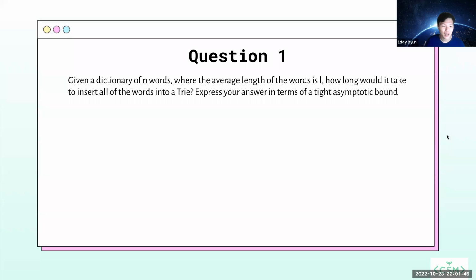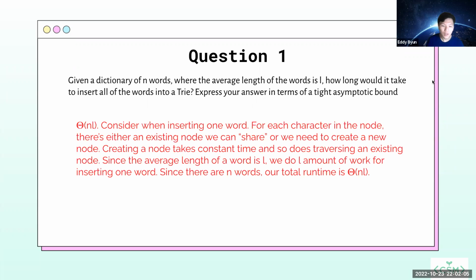So this part tells us that given a dictionary of n words where the average length of the word is L, how long would it take to insert all the words into a trie? Express your answer in terms of a tight asymptotic bound. Okay, again, I would recommend pausing the recording, and I'll go over the answer in 3, 2, 1. So hopefully we got theta of nL.